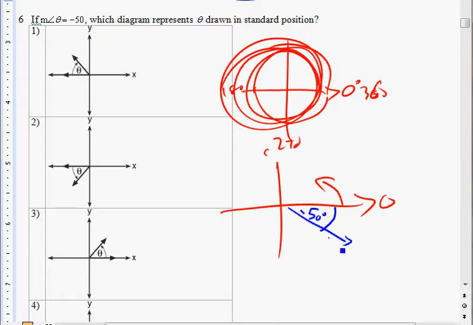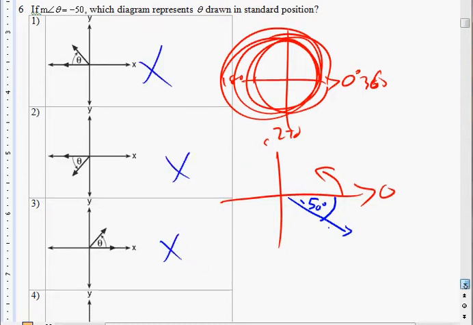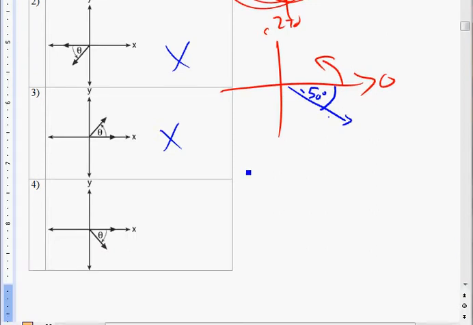It's this line over here, and we want to look for the graph that shows this. So it's not choice 1, it's not choice 2, not choice 3. What's left? We have choice 4, and that is the answer.